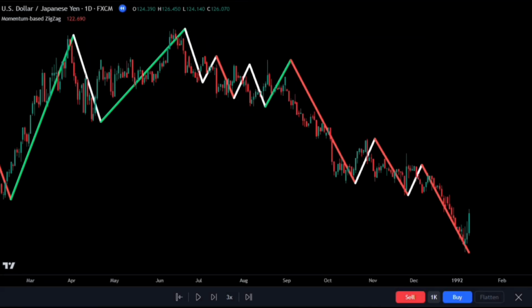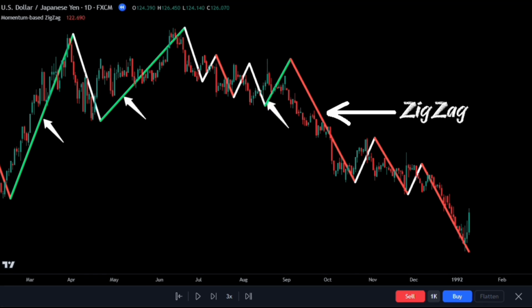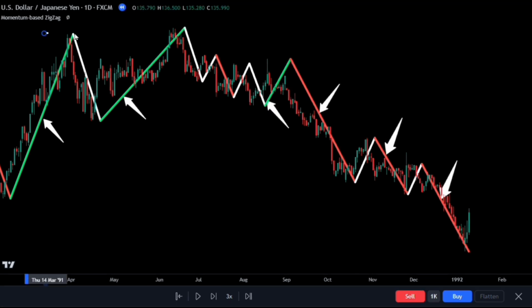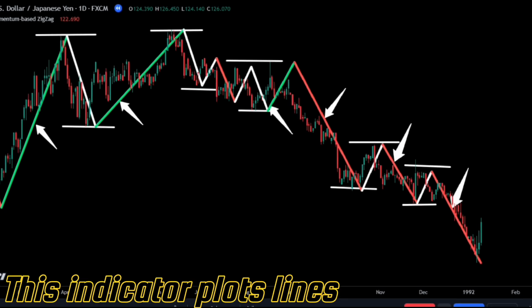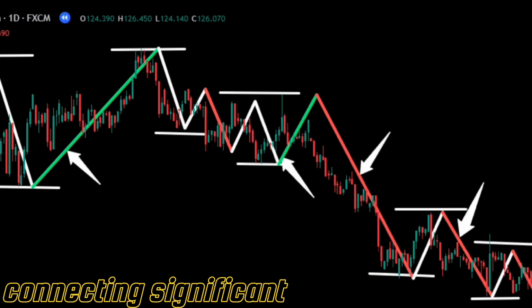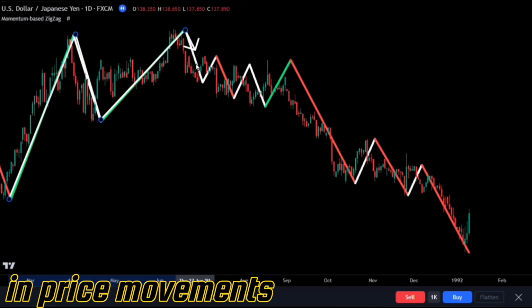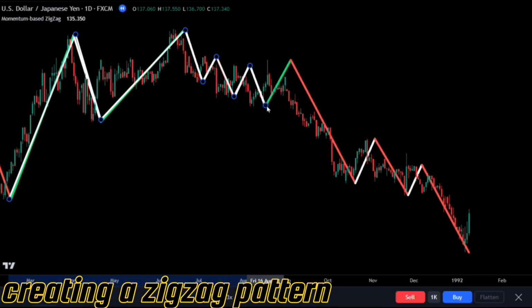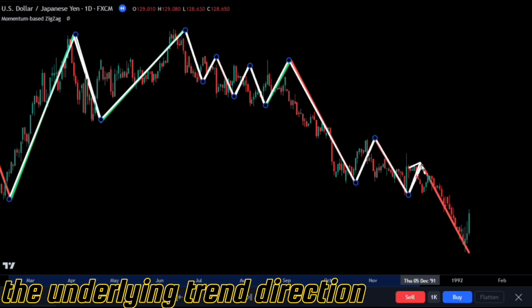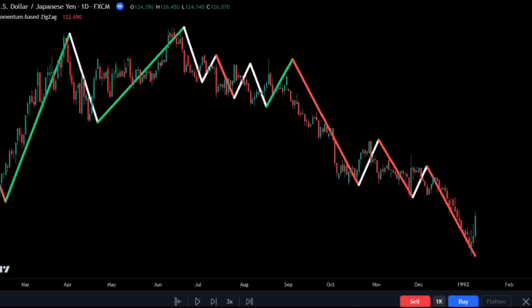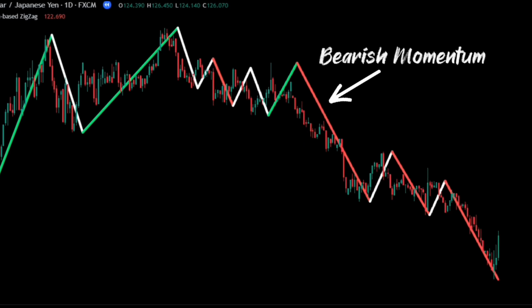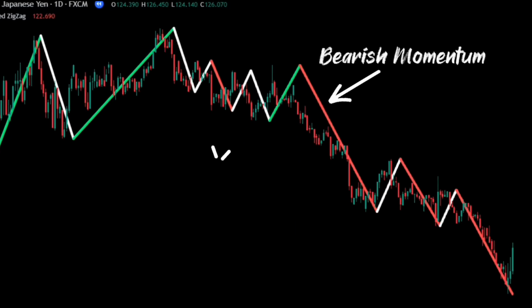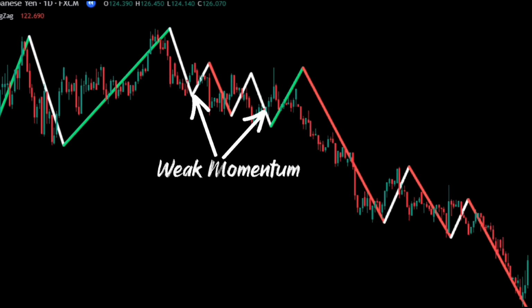This zigzag indicator is a popular technical analysis tool in trading used by traders to identify trend reversals and key turning points in financial markets. This indicator plots lines connecting significant highs and lows in price movements, creating a zigzag pattern that can reveal the underlying trend direction. The green lines represent a strong bullish hold, while the red lines represent a strong bearish hold. The white lines are weak zigzag lines.